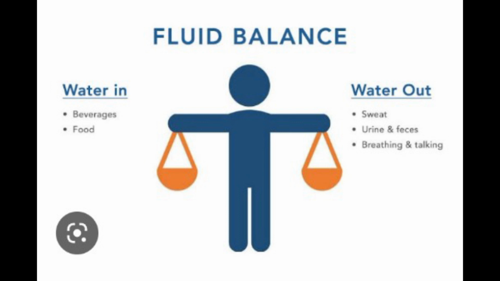Water constitutes 60% of total body weight. The body's water is distributed between two compartments. These are extracellular fluid and intracellular fluid. The fluid found within the cell is called intracellular fluid. That which is found outside the cell is called extracellular fluid.